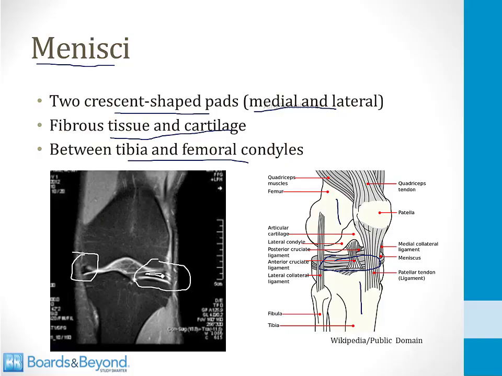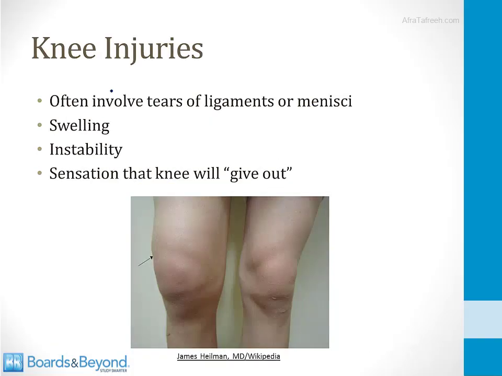It's this triangular shaped thing here on either side of the knee joint. So if you understand the slides I just went through on knee anatomy and the function of the structures, then it's very easy to understand knee injuries. Knee injuries often involve tears of either the ligaments or the menisci. They usually present with swelling and a feeling of instability in the knee. Patients often complain of a sensation that their knee will give out.